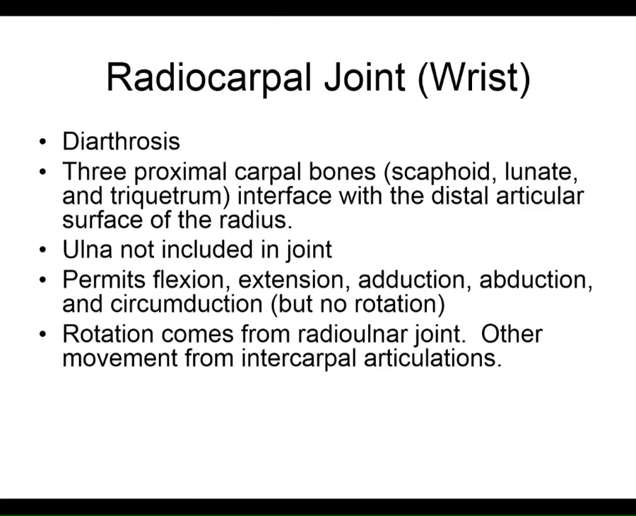Radiocarpal. So this would be your wrist. Again, it's a freely moving joint, diarthrosis. It's actually 3 of your carpal bones. We didn't name them, so don't worry about which ones. 3 of your carpal bones coming in direct contact with your radius. The ulna is actually not directly attached. You'll see in a moment that the ulna is a little bit removed from your wrist.